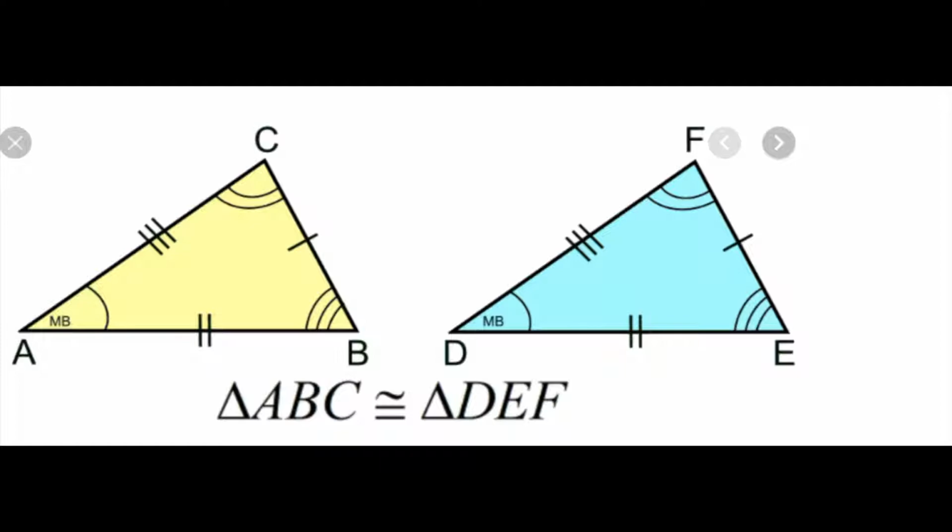Now, if you take a look, it shows the symbol for congruence right here. So this again just means if I put the two triangles on top of each other, they will match up perfectly. So we're going to look at the side lengths, corresponding angles, and what exactly that means.